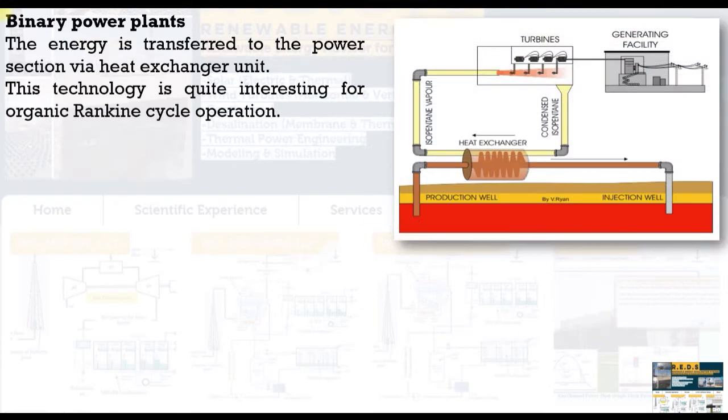For binary cycle, we have to put an intermediate unit instead of the flash tank. We are going to replace the flash tank by a heat exchanger unit, and this concept is quite interesting for organic Rankine cycle operation, if we are going to use another working fluid and so on.